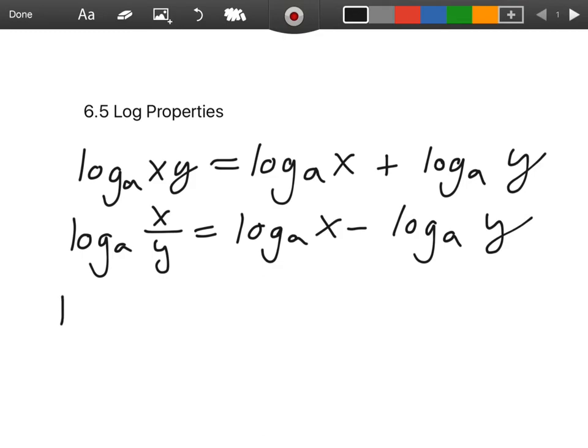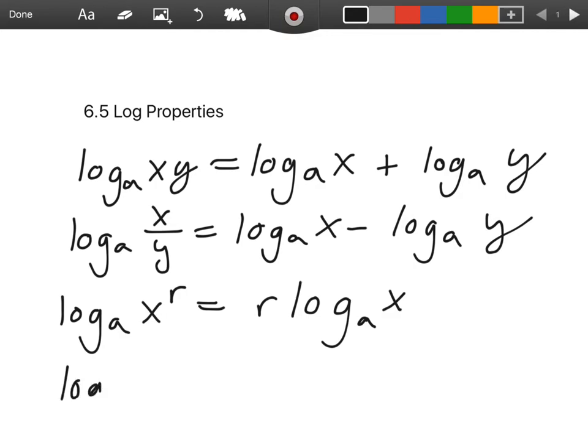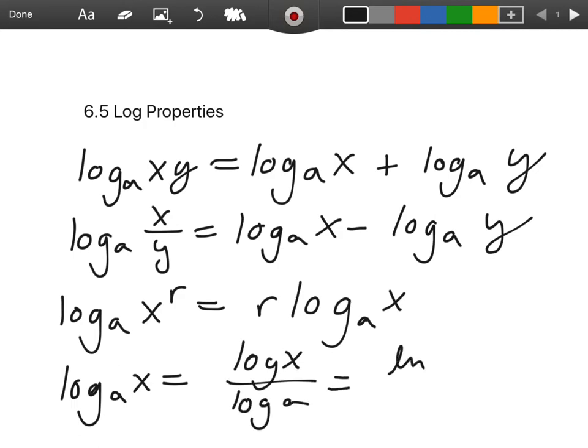Okay, another log property is if we have an exponent on what is inside the log, we can write that as a coefficient, a lead coefficient. And then we have the change of base formula, which we already talked about. We can write a log as any base, but we usually only write them as natural log and then log base 10 because that's what's in the calculator.